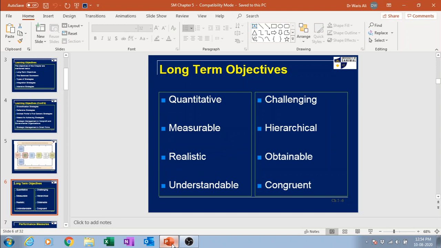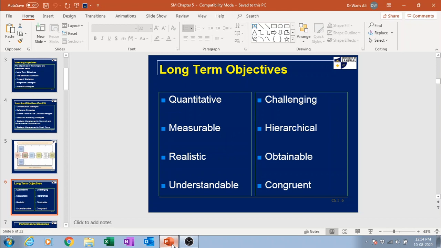For example, you said that we will bring structural changes into the systems and manufacturing processes, and we will develop a very supportive culture within the organization and within the departments, and you mentioned so many things, but it is not clear what you want to accomplish basically. So objective must be understandable, that what you want to accomplish out of this exercise or what you want to accomplish in the next couple of years. It must be challenging and must be hierarchical.